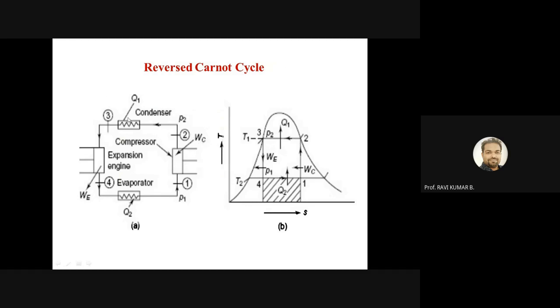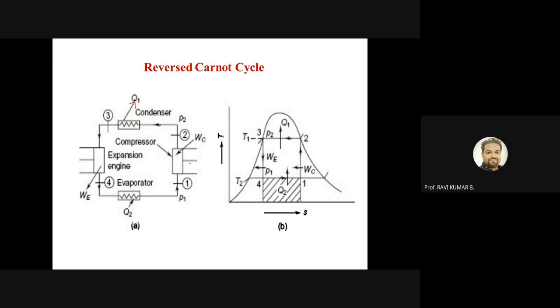Then it is condensed reversibly in the process 2 to 3, where heat rejection is taking place, Q1. The direction is not mentioned, so we can mention the direction over here for the heat rejection. Heat rejection always shows outward direction and heat addition shows inward direction. Finally it is undergoing expansion. So the refrigerant expands reversibly adiabatically in the process 3 to 4, where the work output is WE, and finally it absorbs heat Q2 reversibly by evaporation from the surroundings, and then the process repeats.